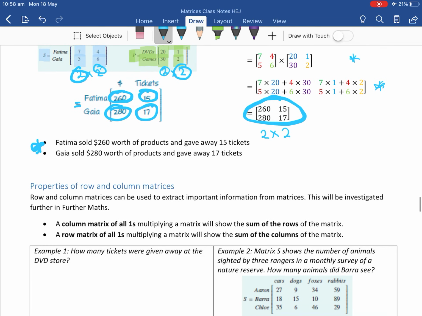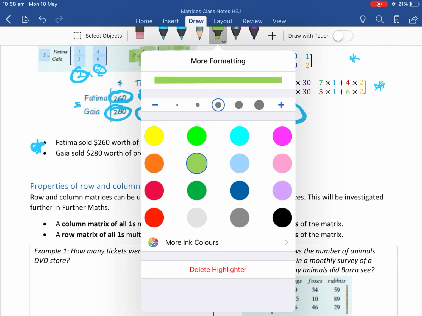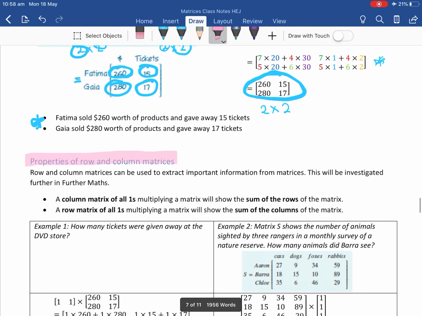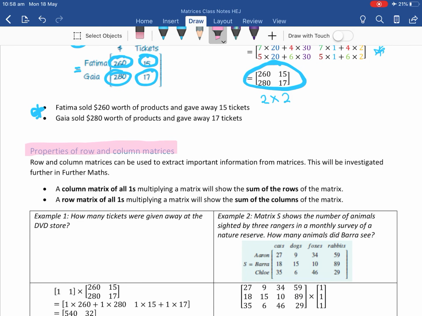And the last thing to look at is the highlighter, properties of rows and column matrices. Important information from matrices comes from multiplying by rows and column matrices. It will be investigated in further maths, so year 12 maths, you'll go through this a lot more, but it's just worth noting.